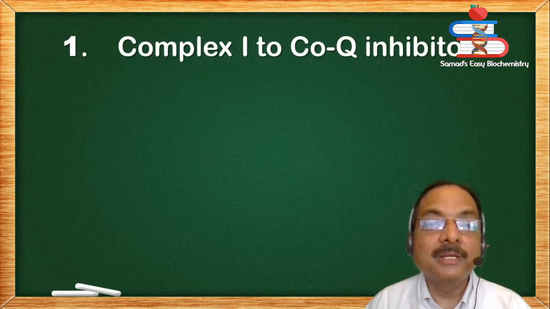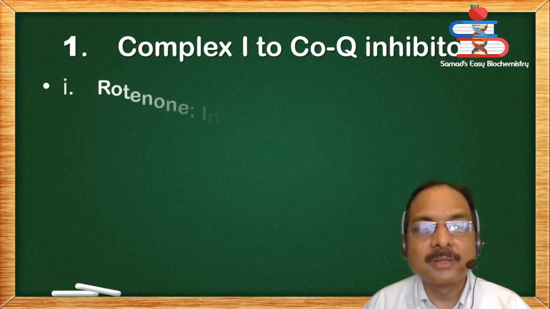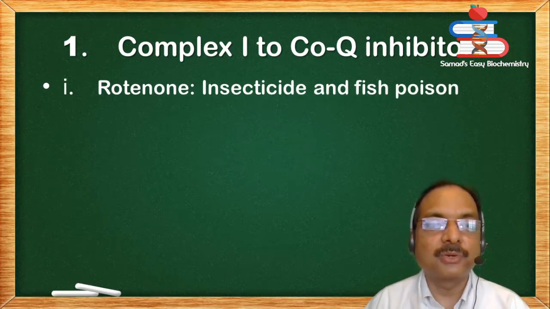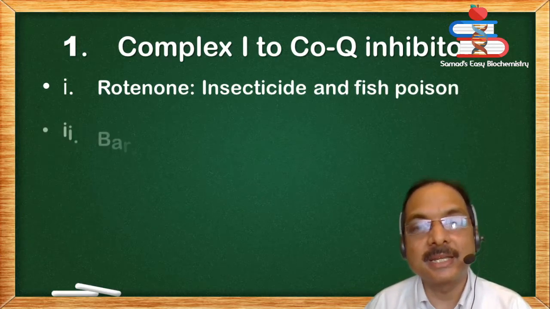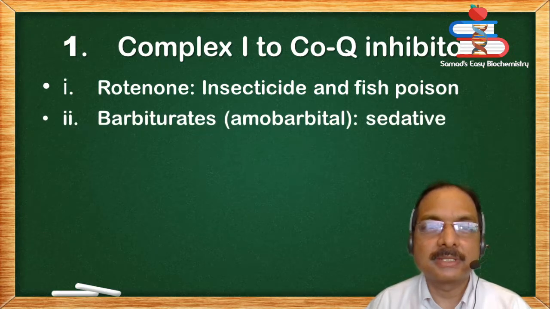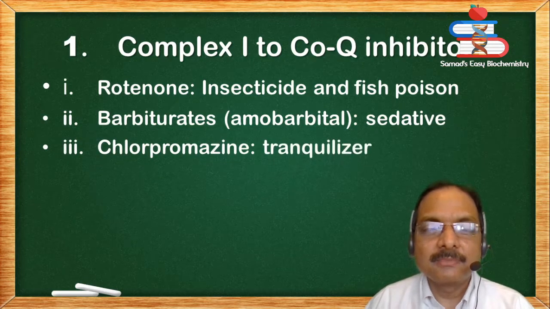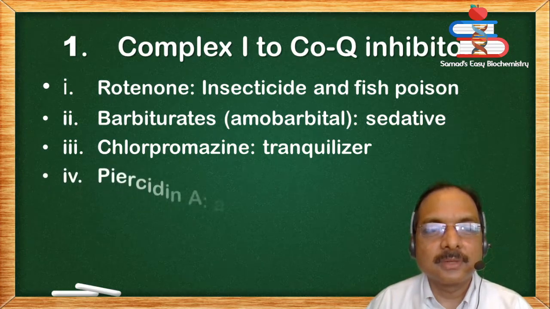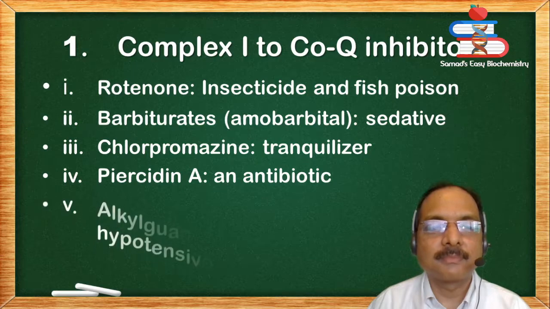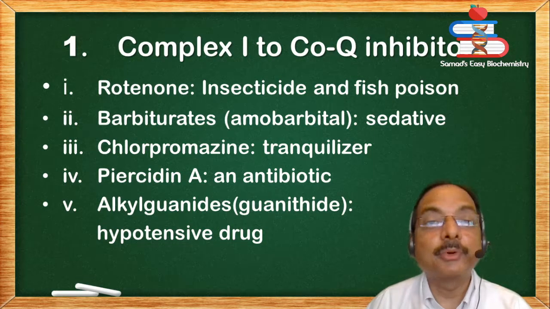First, inhibitors from complex 1 to CoQ. That means these inhibitors will prevent the flow of electrons from complex 1 to coenzyme Q. First is rotenone, which is an insecticide and fish poison. Barbiturates, amobarbital, which is a sedative. Chlorpromazine, which is a tranquilizer. And piericidin A, an antibiotic. Alkyl guanides, guanethide, a hypotensive drug.